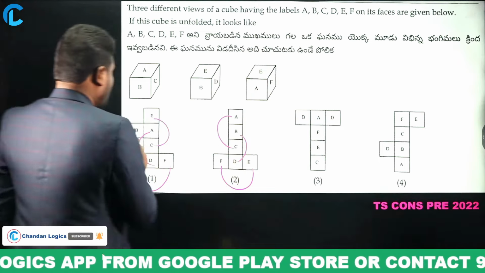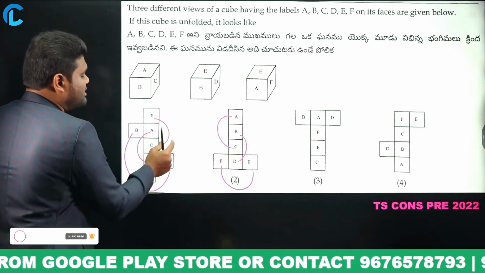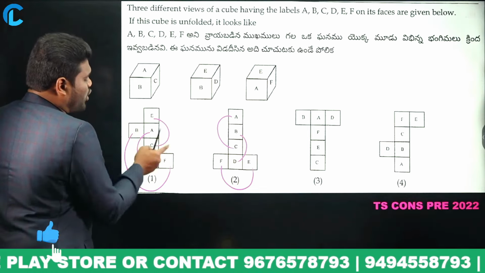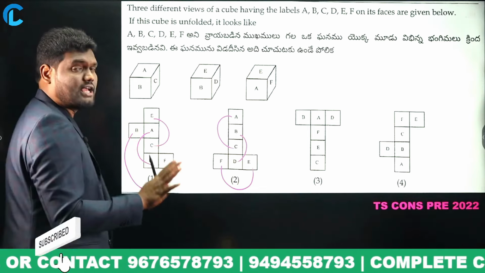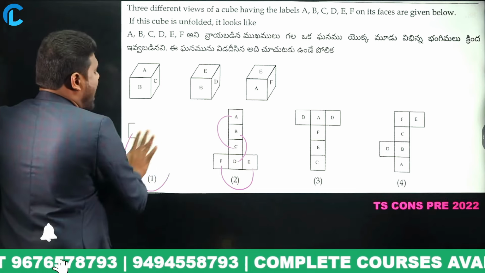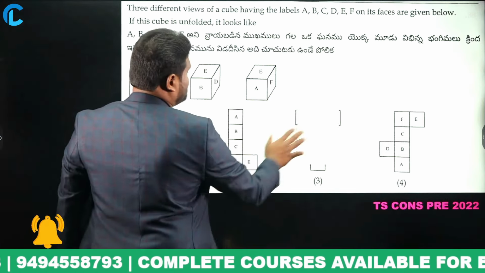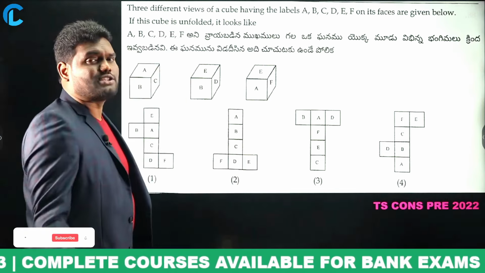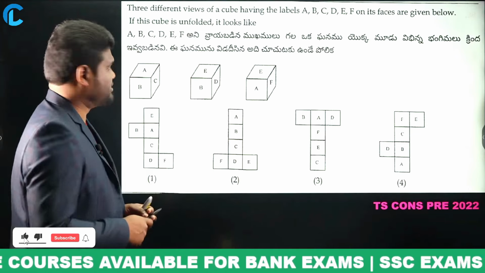Now if you observe here, when I check column wise, this is opposite. When I check row wise, these are opposite. So just use the technique: alternate places are opposite. If you use this technique, then easily you can solve these types of questions.